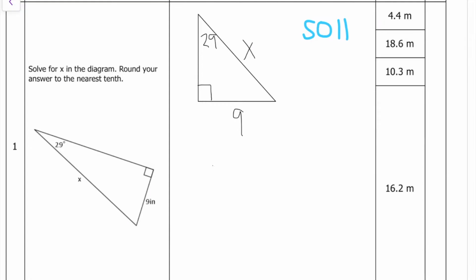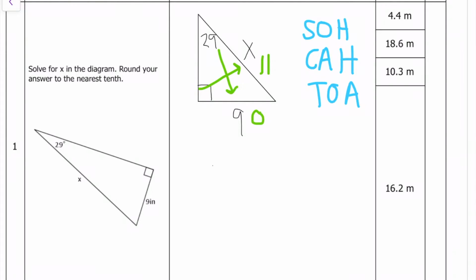Next, I like to write out SOH CAH TOA, and I like to label each side of the triangle so I can figure out whether I'm working with sine, cosine, or tangent for this particular problem. The 9 side of the triangle is the opposite side from the angle. The x is the hypotenuse, which is the side right across from the right angle, and by process of elimination, the last side is the adjacent side.